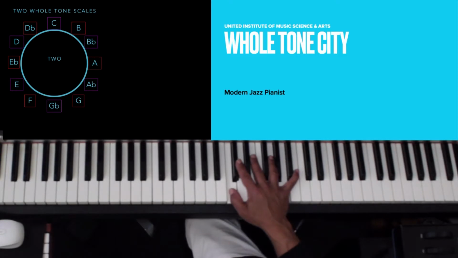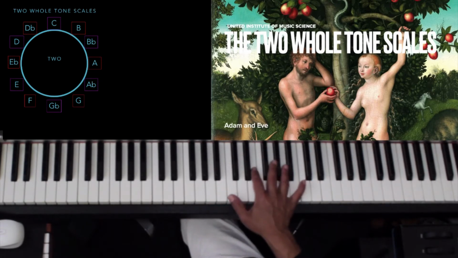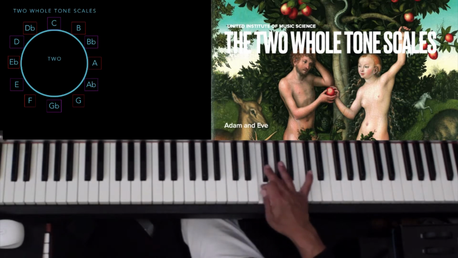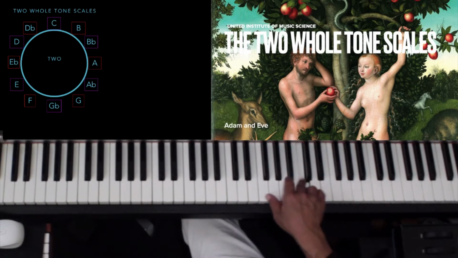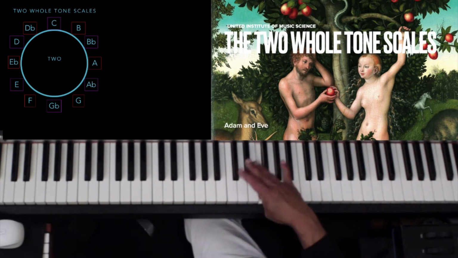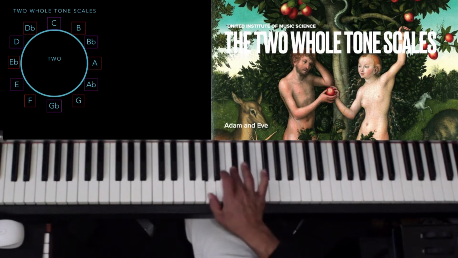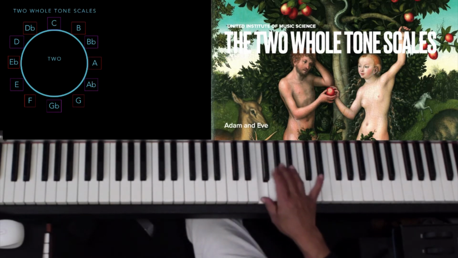All right. Now our two whole tone scales, we use the analogy of Adam and Eve. Because you've got the creator scale, which is all the 12 notes in music, and Adam and Eve. So we're going to start on A for Adam, right? Now the whole tone scales are all whole steps, right?